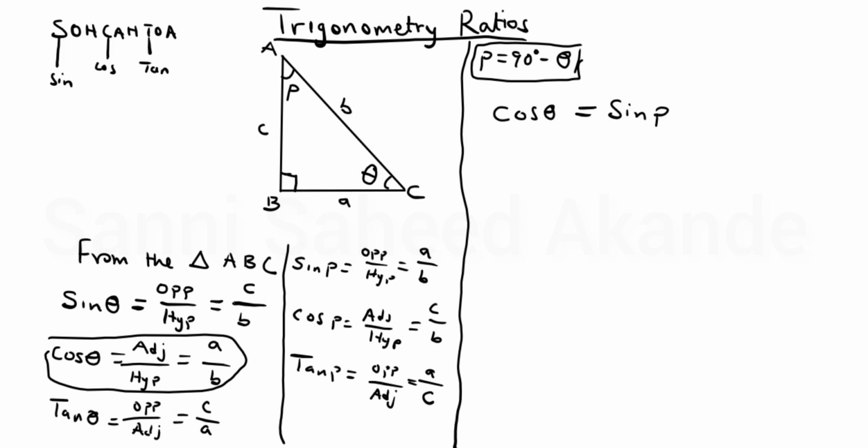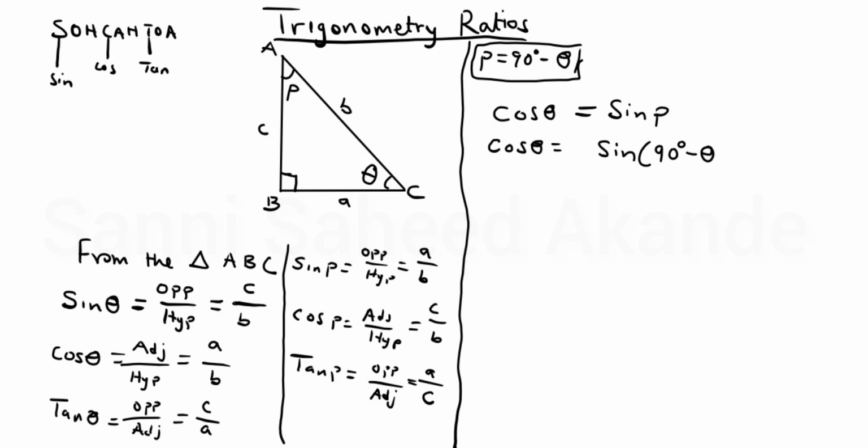Now in this case, we can continue and say cos theta is equal to sine P. But what is our P? We have said that our P is equal to 90 degrees minus theta.